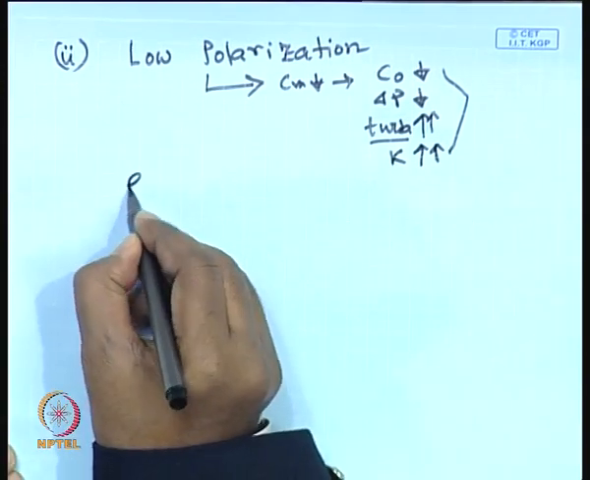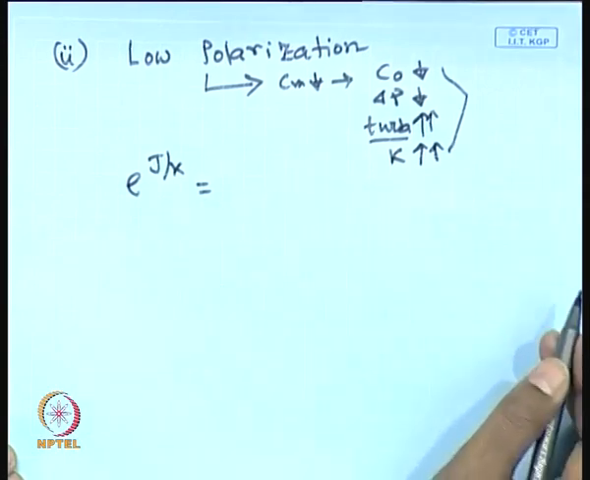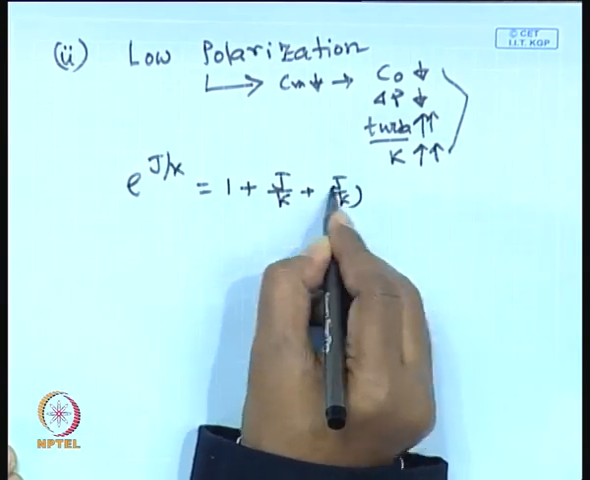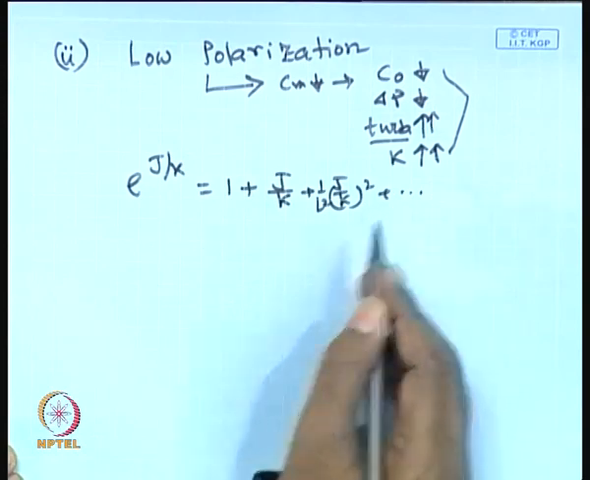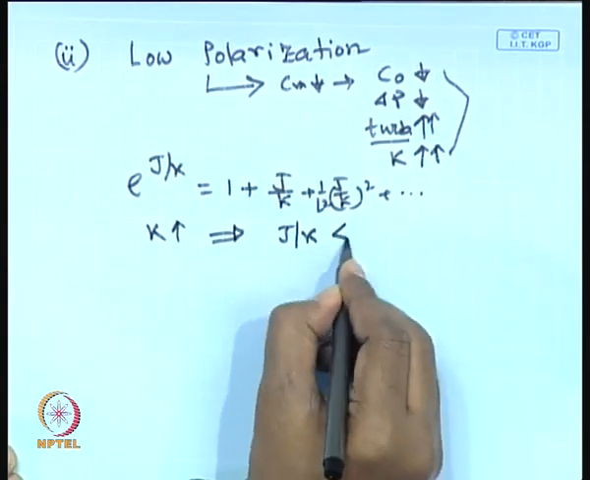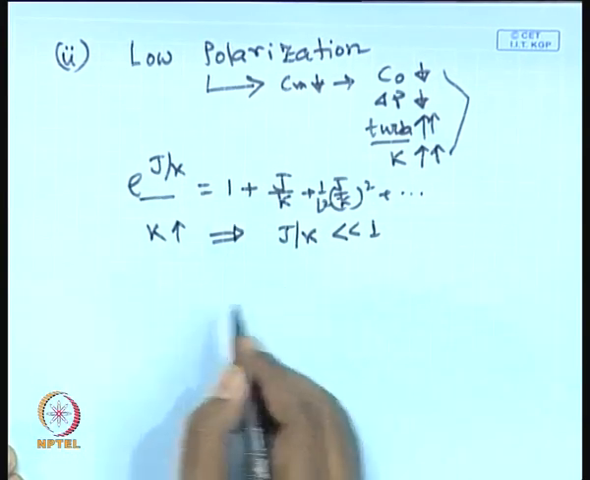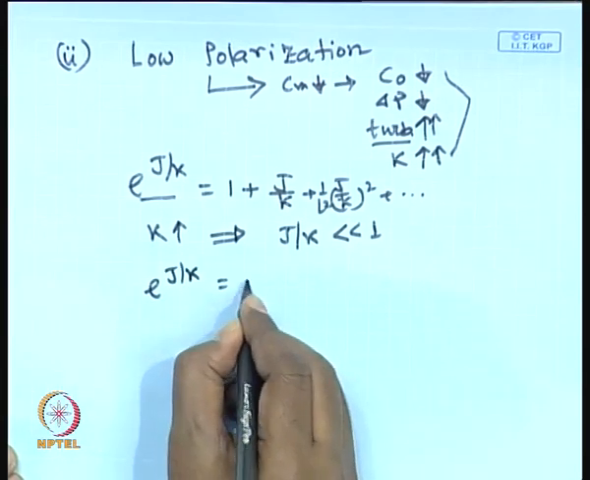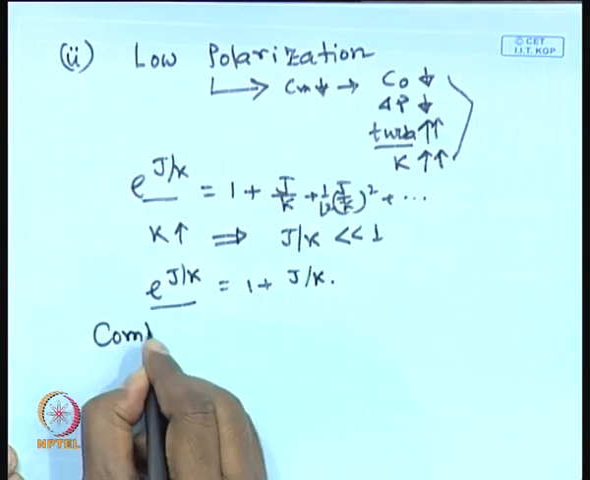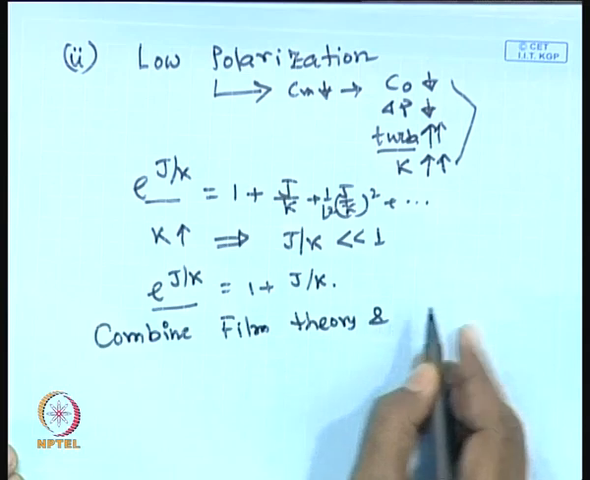These are the conditions which will favor the low polarization conditions prevailing in the membrane channel. Under this situation, e to the power J by k can be expanded in an infinite series, 1 plus J by k plus (J by k) squared by factorial 2 plus higher order terms. Since the mass transfer coefficients are pretty high, J by k will be much less than 1. In this case, we can neglect the higher order terms, and one can have e to the power J by k as 1 plus J by k. Under this condition, one can combine film theory and Darcy's law.